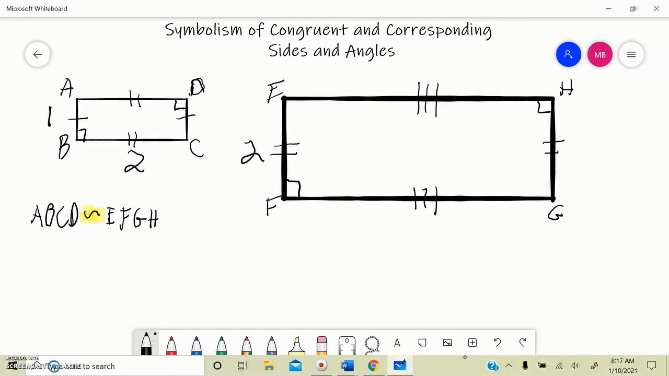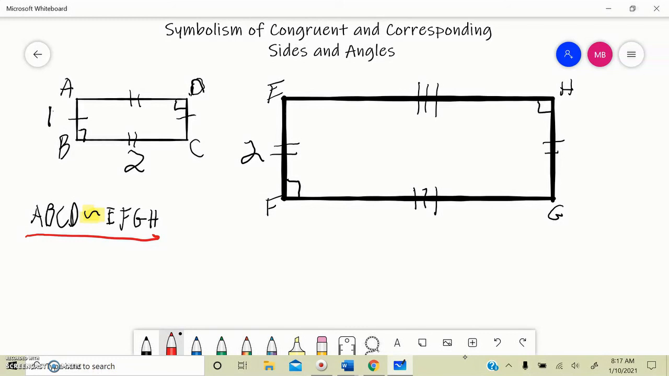But when we look at these shapes as a whole, we can see that they're similar. They're not the same. They have corresponding sides, corresponding angles, but they're not the same shape. They are similar. So that's why you would write it this way: ABCD is similar to shape EFGH.